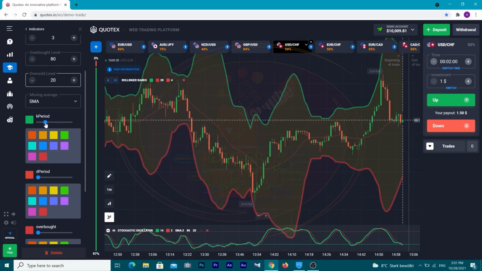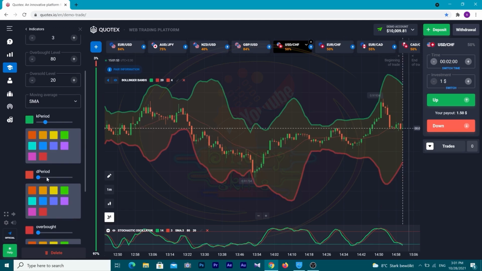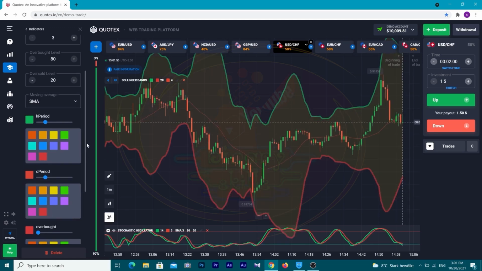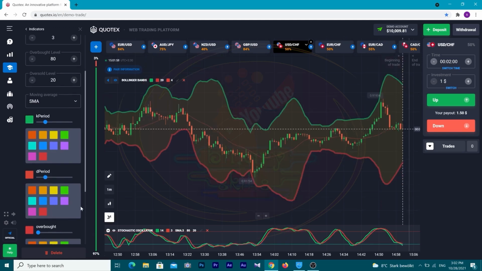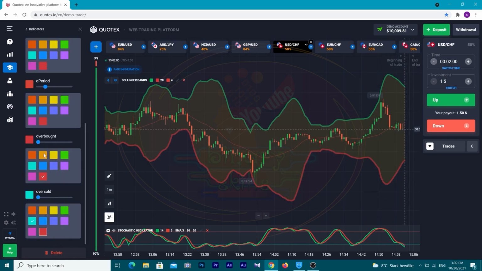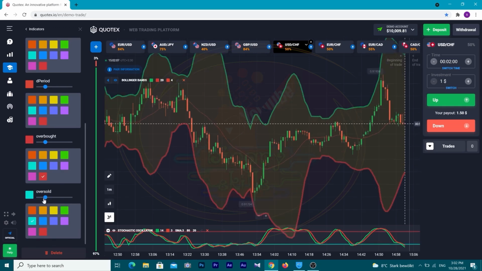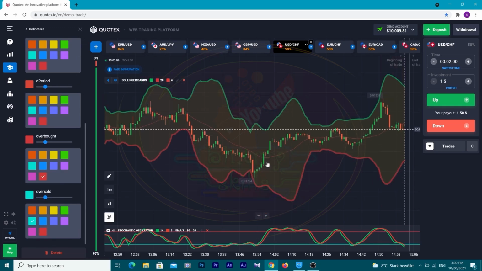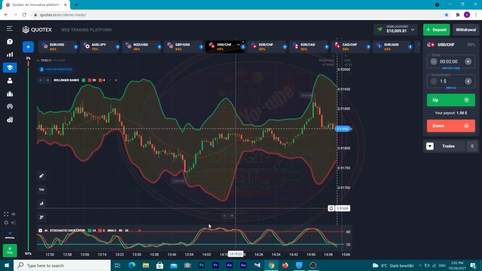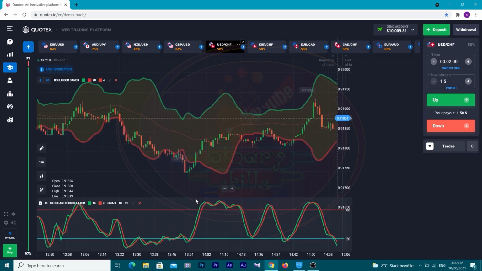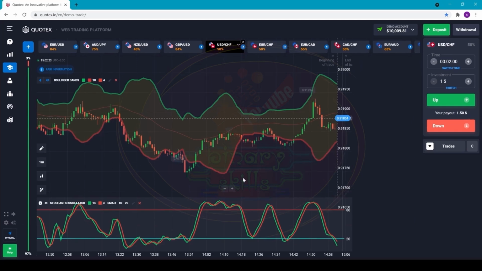Now, let me increase the thickness of these lines as well, so that they are easier to see in the video. And now with these two lines adjusted like this, I think it's easier to see. Now I think it would be better if we make the oscillator a bit larger as well. Let me make it full screen so we can have a clearer view.